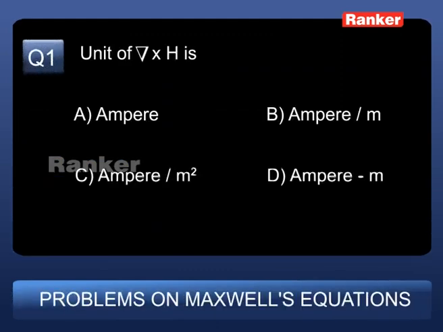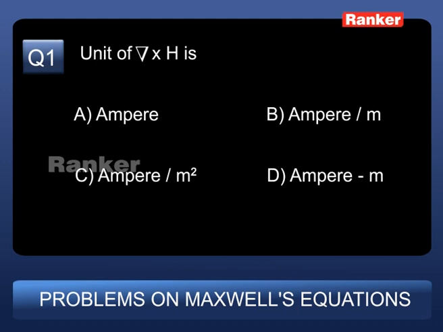Now the question was asked like this. The unit of del cross H is option A ampere, option B ampere per meter, option C ampere per meter square, and option D ampere meter. Here the question asked was like this: the unit of del cross H.